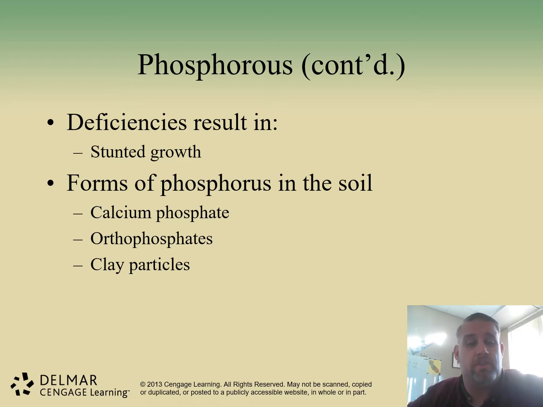There are several forms of phosphorus in the soil, and these are calcium phosphate, organophosphate, and clay particles. Now, one thing about phosphorus, it's very immobile in the soil, so it does not move around readily. These are hard elements for plants to find. So plants have to really work for the phosphorus. So it's good to have phosphorus readily available for a plant.